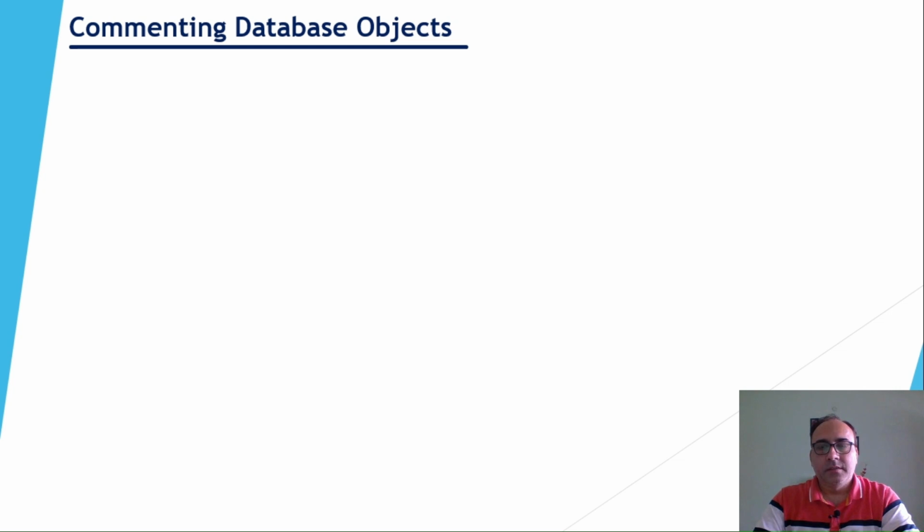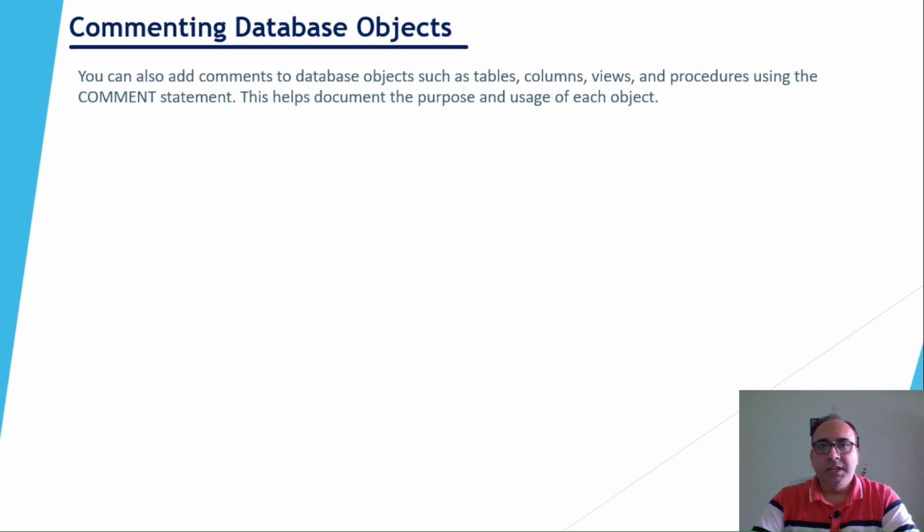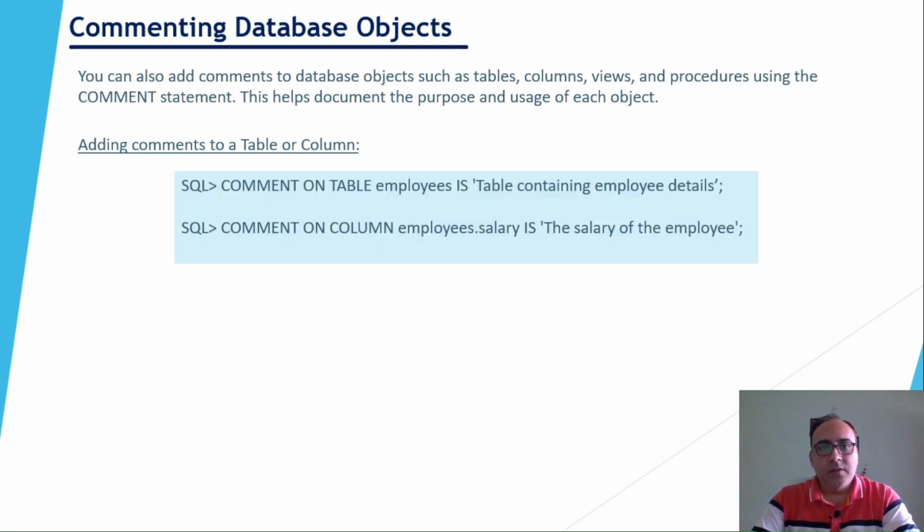Commenting database objects. We can also add comments on database objects such as tables, views, columns, etc. This defines the purpose and uses of each object. Now let's see how we can add a comment to a table or a column. Let's look at the first example: comment on table employees is 'table containing employee details'. Here we are adding a comment on the table employees, and the comment is 'table containing employee details'. So this is a comment on this particular table.